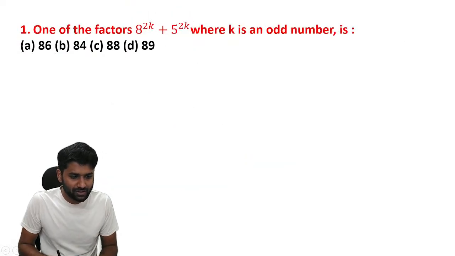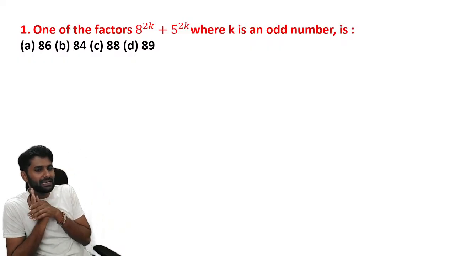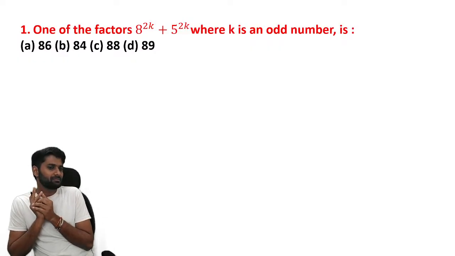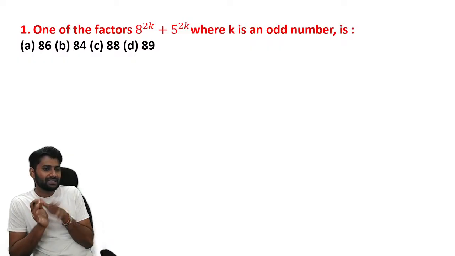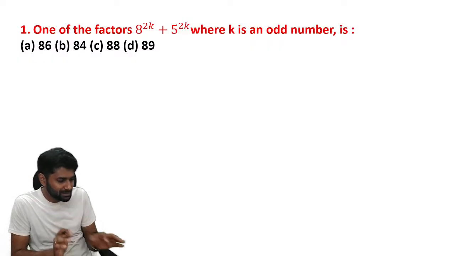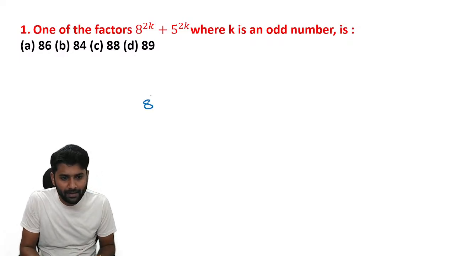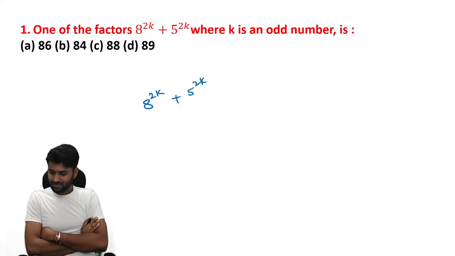Let's go for this question. Please let me know in the comments what the answer is. One of the factors of 8 power 2k plus 5 power 2k, where k is an odd number. So what is the factor? It means if k is an odd number, what is the number which exactly divides 8 power 2k plus 5 power 2k? What is one of the factors? Please answer this question.